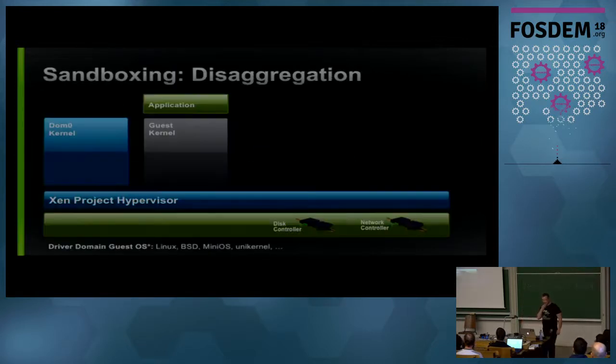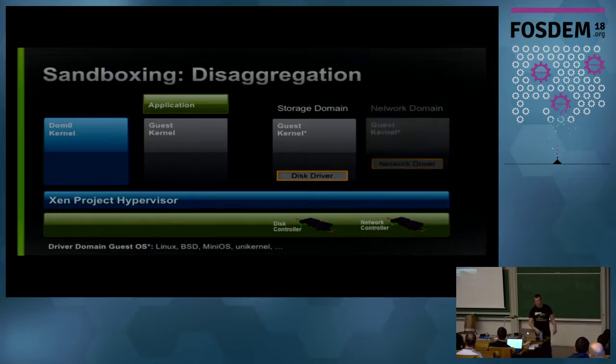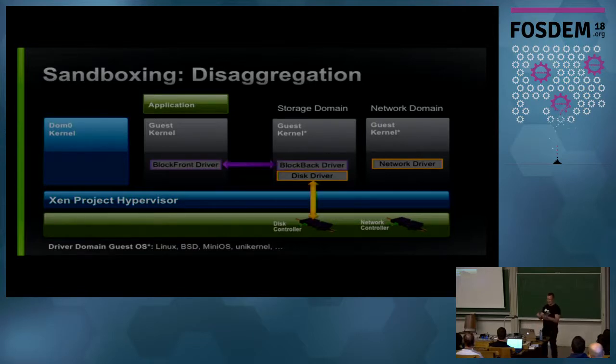So let's look at one of the other techniques. There's this whole sandboxing and disaggregation thing, where you can run drivers in different VMs. So how does this work? You have your Dom0 on the right, a regular application running in a VM, and then we have a storage domain, which would have a disk driver in it, or a network domain, which has a network driver in it. Dom0 connects the topology, and your application will talk to the back end, which will talk to the front end, which will talk to the back end in a storage domain, which will talk to the real disk driver, and it would then talk to the controller. The same can be done for a network, and fundamentally, the same can be done for pretty much any I/O.